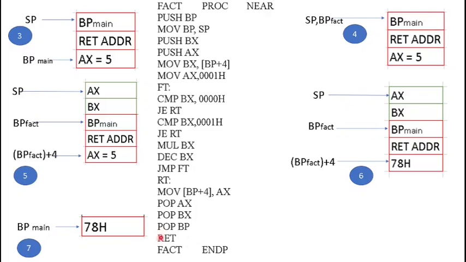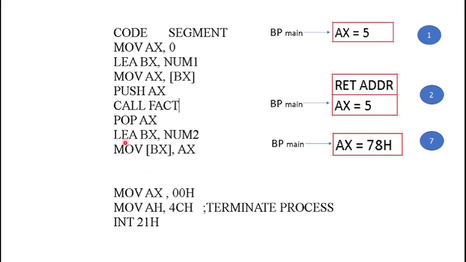Once we branch, the stack frame will be like this: the result will be there, and the bottom of stack as well as the stack pointer will be pointing to that result. So we will branch back. This is the point where we are returning. At the point we are returning, the stack pointer as well as the base pointer will be pointing to the result. So when you pop ax, the result will be stored in ax.